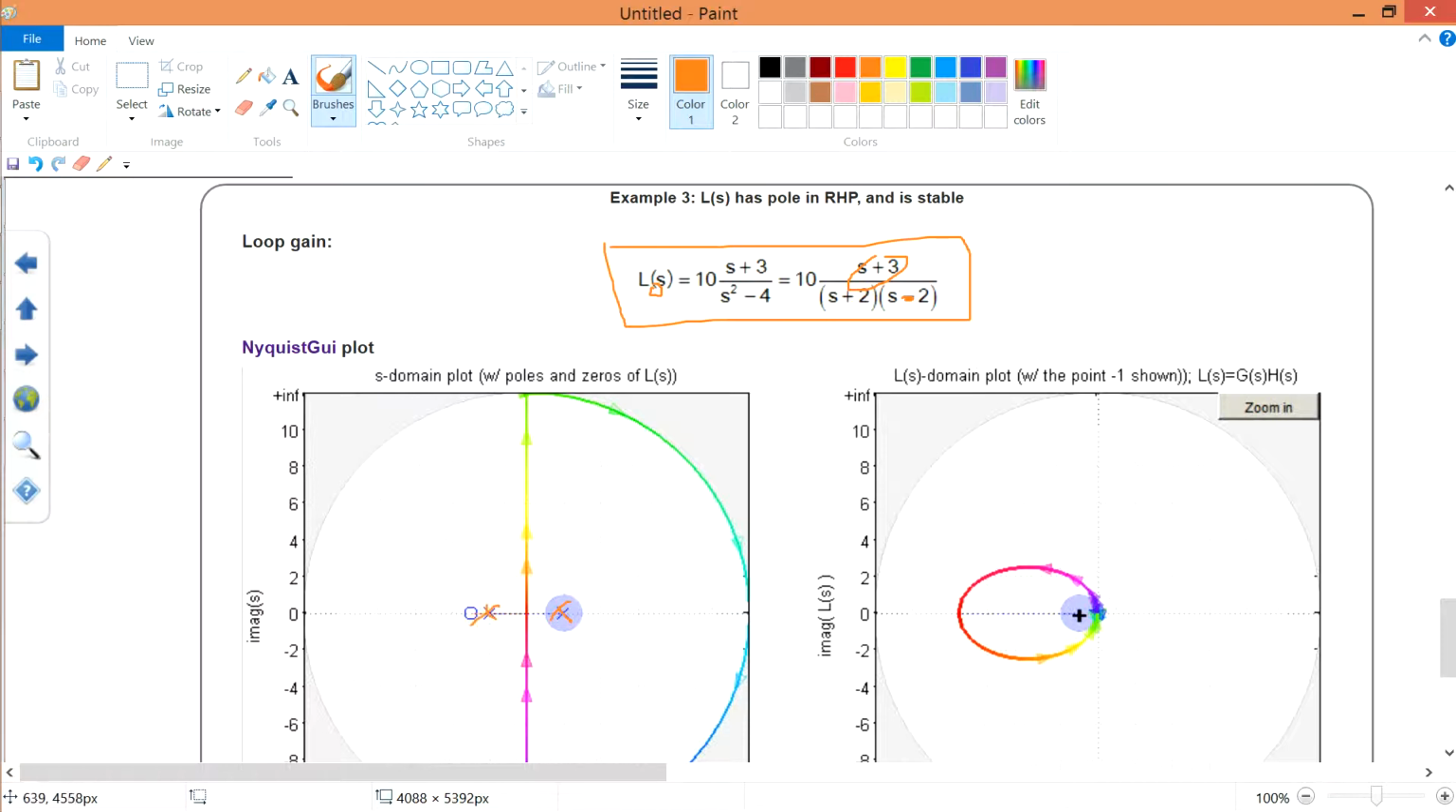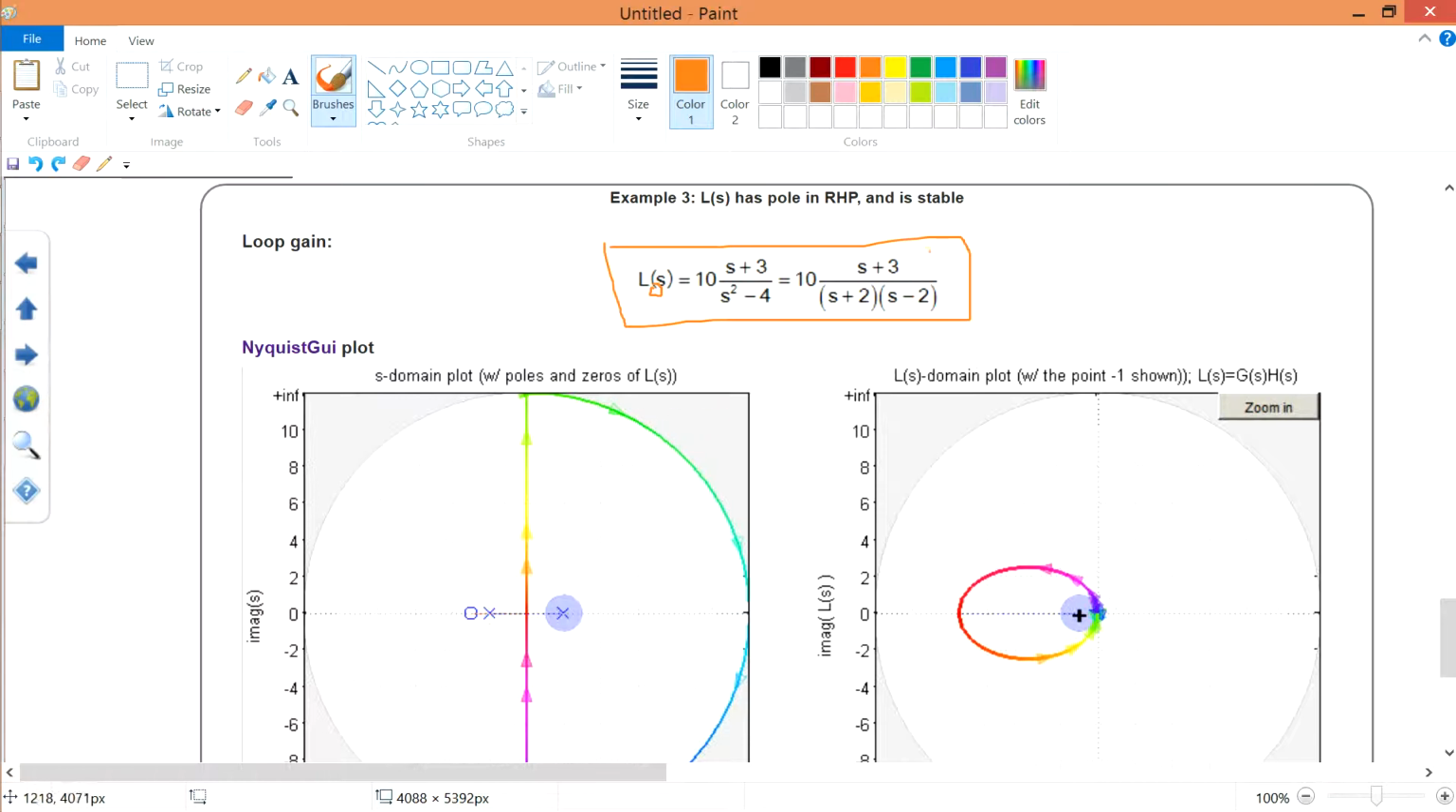Alright, so we can still say that this is stable. This pole in the open loop is stable. If there is a zero over here, then it's definitely unstable. Alright, this is only for open loop.